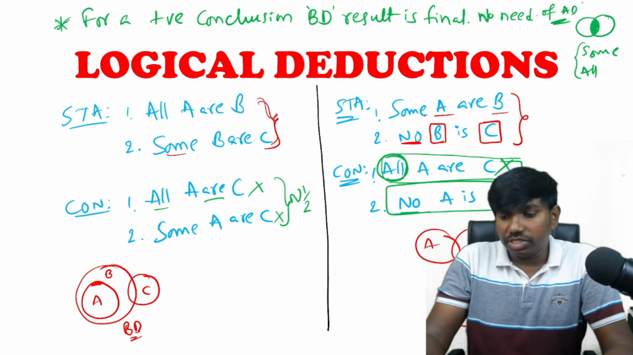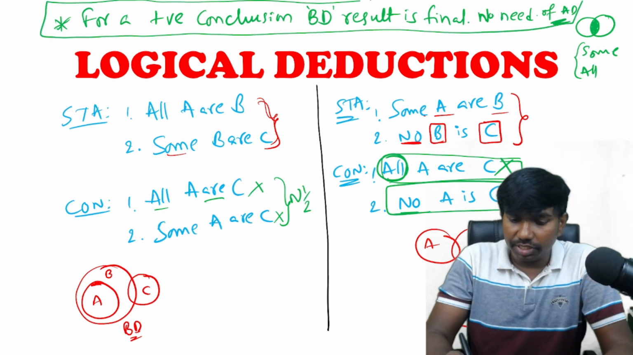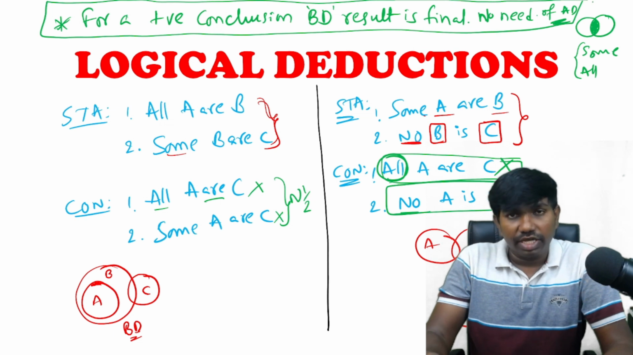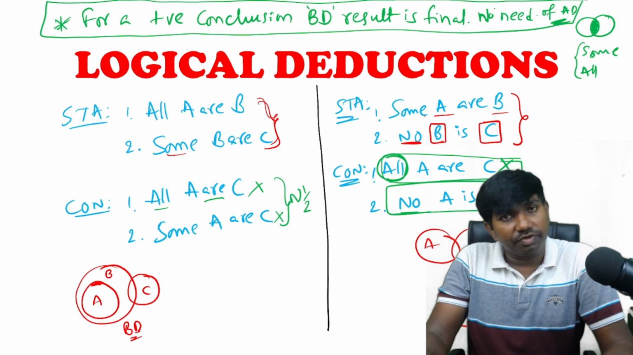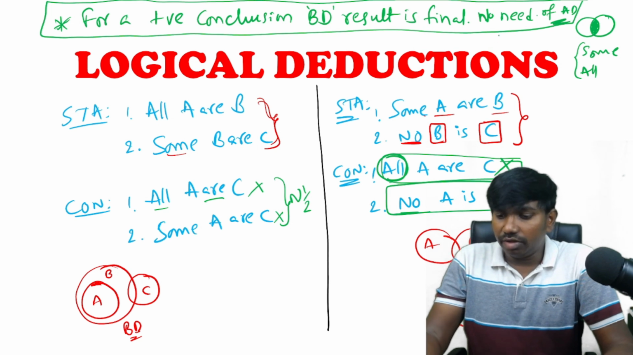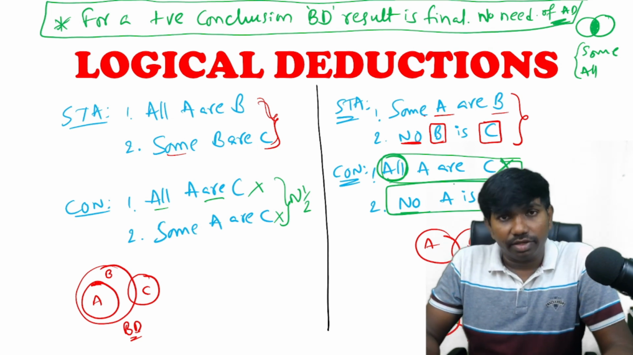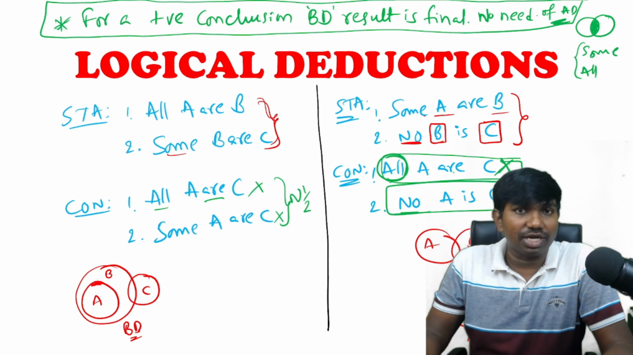Okay, we don't need to consider AD. For a positive conclusion, the basic diagram result is final. That means if the basic diagram is true, it will be true 100%. And if the basic diagram fails, so then what? Sir, if the basic diagram itself fails, then for what purpose do we need to check the alternate diagram? We need a failure case only. If one possibility fails, it is a total fail only, na?